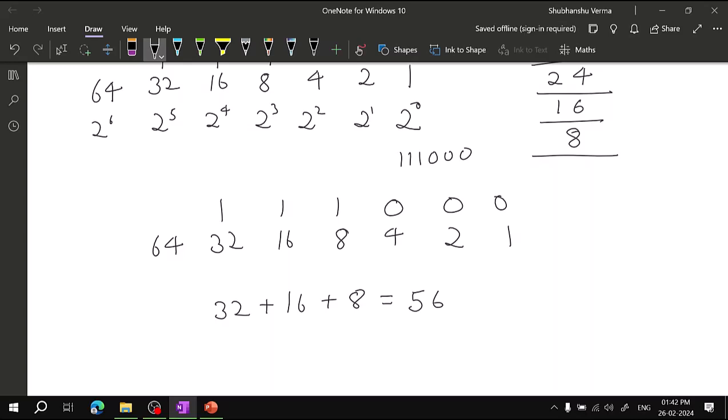So that is it in this one. I hope you understood the concept of the binary number system and how the device understands different characters, numbers and all in the form of binary.